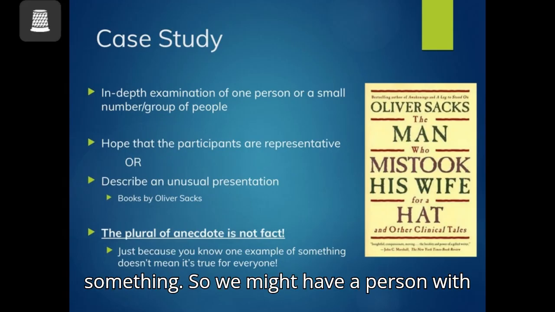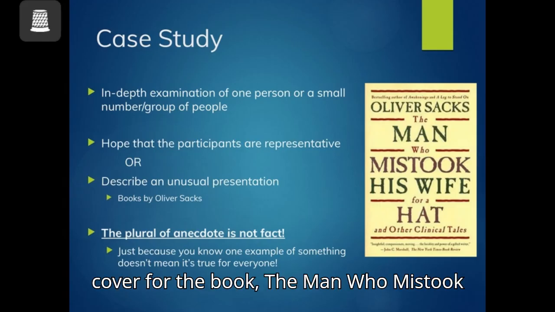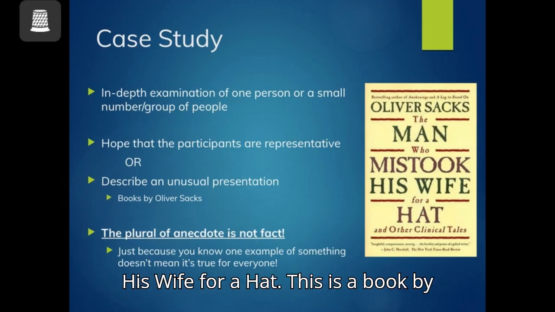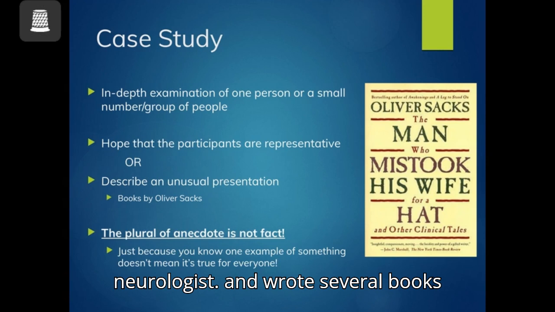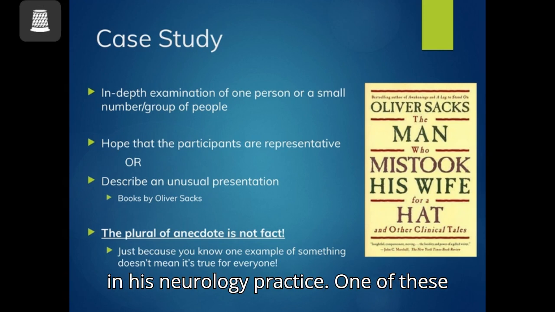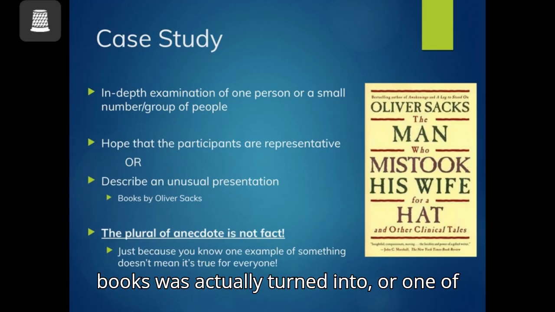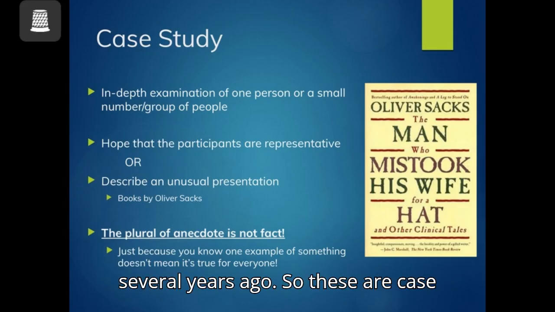So we might have a person with schizophrenia who has a very odd presentation and odd symptoms. On the right here, you can see the cover for the book, The Man Who Mistook His Wife for a Hat. This is a book by Oliver Sacks, and Oliver Sacks was a neurologist and wrote several books on unusual cases that he had seen in his neurology practice. One of these books was actually turned into, or one of these cases was actually turned into the movie Awakenings with Robin Williams several years ago.